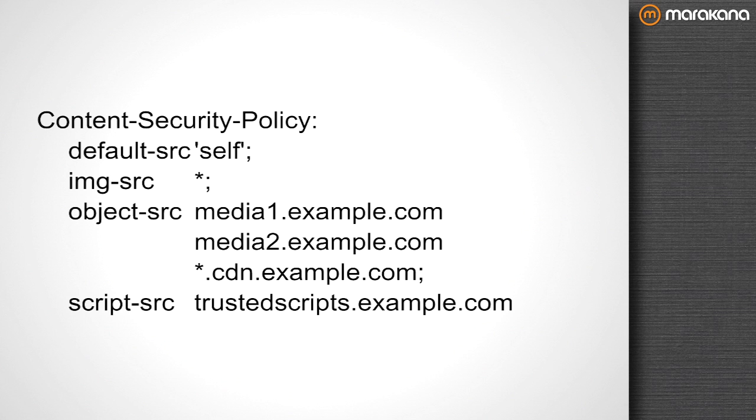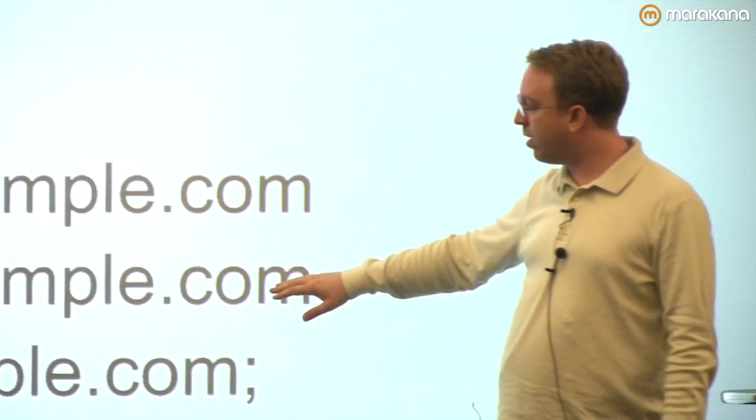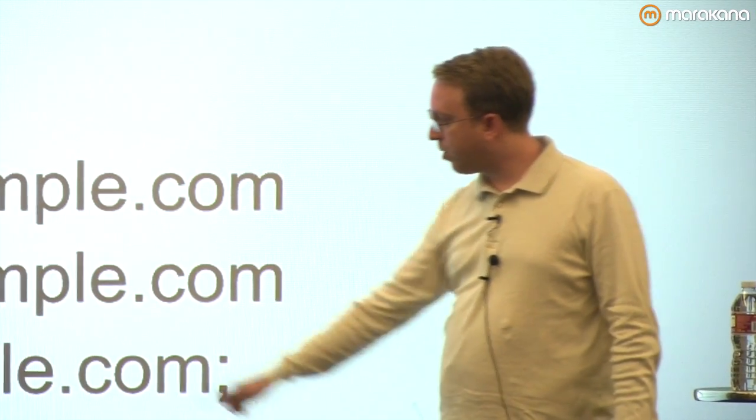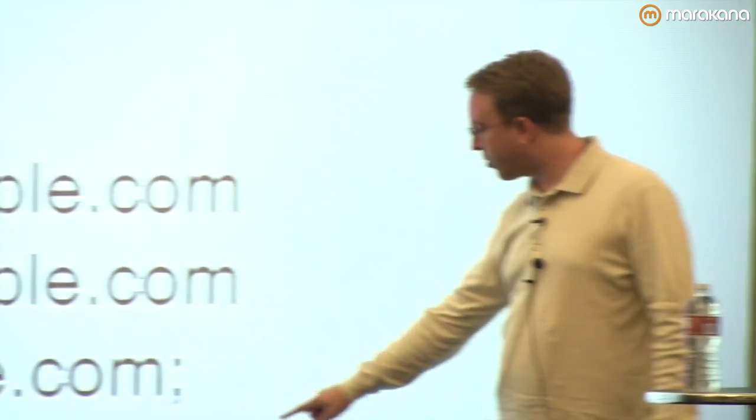Here, object, this is like the object tag or the embed tag that you use to load plugins. So here I've said that I can get it from these two different media hosts or from this CDN. And then scripts, I've limited it to just this trustedscripts.com domain. And so no other scripts can load in my page except if they come from this site. Does that kind of make sense at a high level?